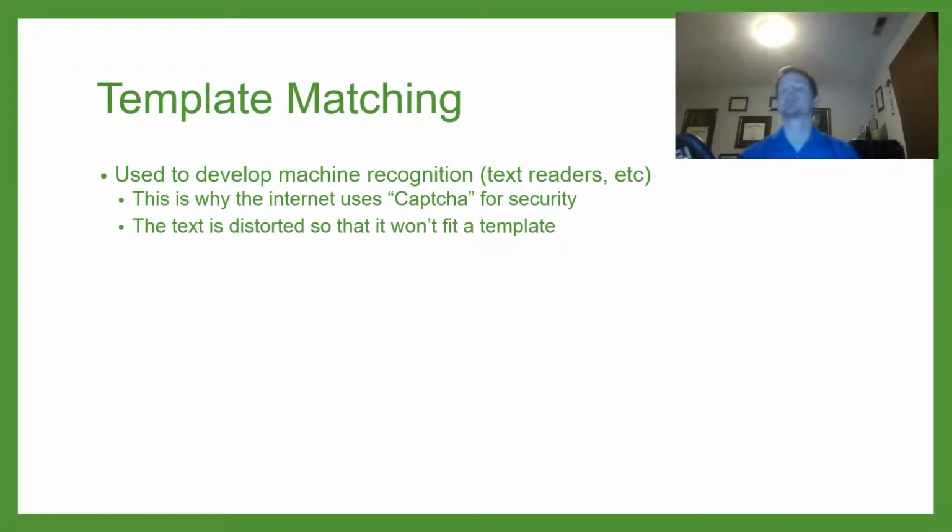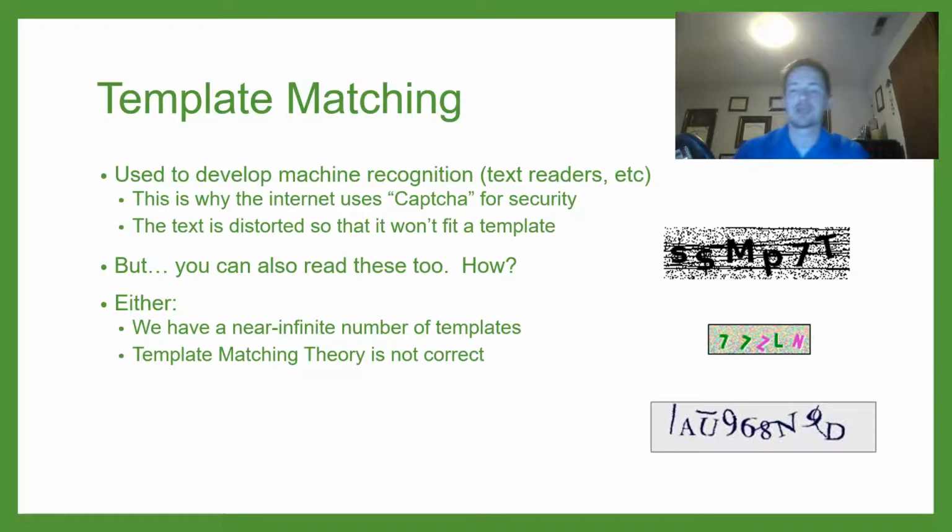And we know this because most machines can't beat that stupid CAPTCHA internet security thing. And you know what I'm talking about. These right here on the right hand side where you're trying to log in to a website and you have to try to spell out what these things are. Why do they get you to do that? They say it's to prove that you're human, right? Because humans are very easily able to say SSMP7T or 77ZLM or N, excuse me.